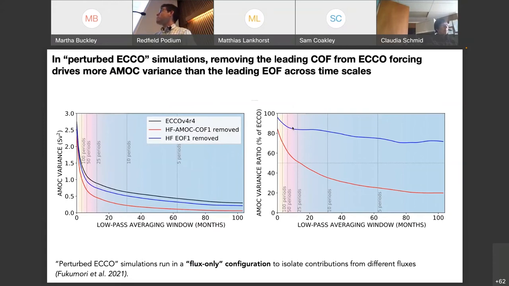Then to look at the impact of these patterns and compare them to what we get from the EOFs, we ran a series of what we're calling perturbed ECCO simulations, where we rerun the ECCO state estimate but regress out these patterns that we've computed. I just wanted to point out here that across timescales, when we remove this COF, we remove substantially more variance than when removing the EOF. So maybe not surprising, but the leading patterns of atmospheric variability are not necessarily the leading patterns that contribute to ocean variability.